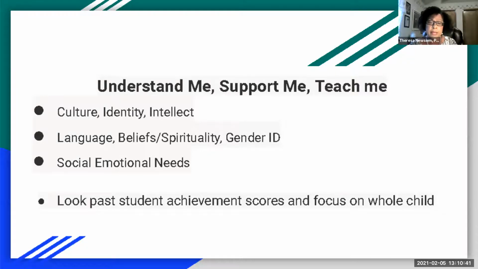So again, using that growth mindset, our twice exceptional children may have an exceptionality, but their intellect is there. Their culture is there. Their identity is there. We need to understand it, support, and teach. And again, that support includes the socio-emotional needs. Let's look past student achievement scores and dig a little deeper on that, looking for the whole child. Next.